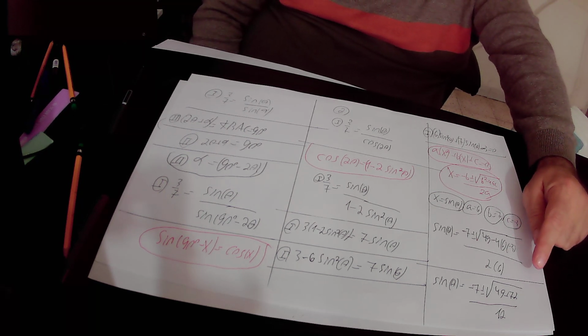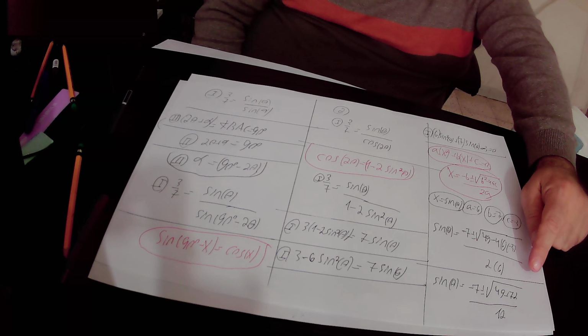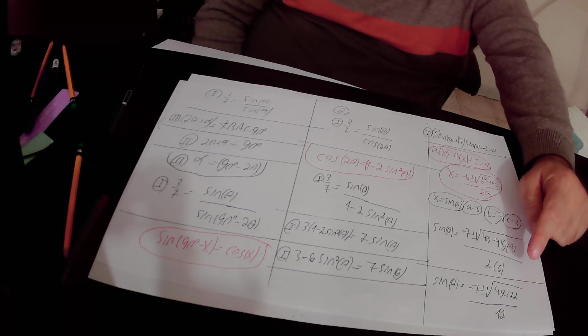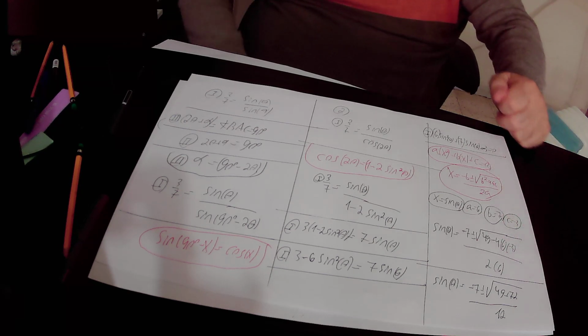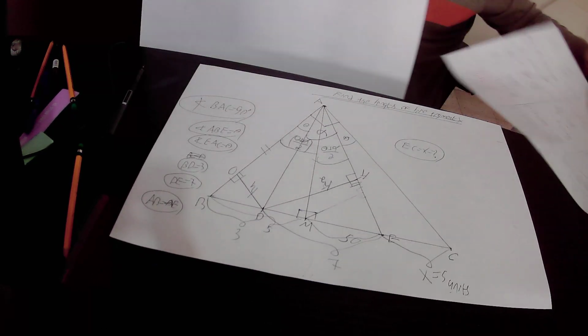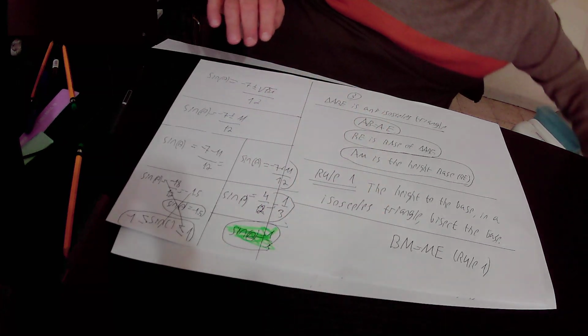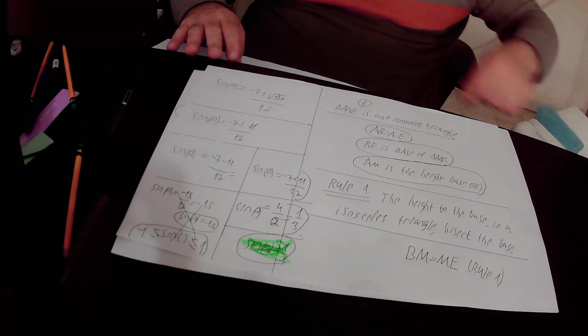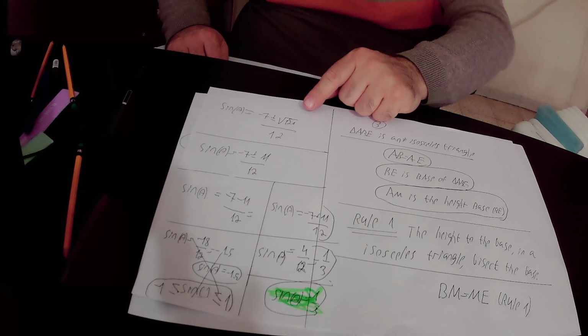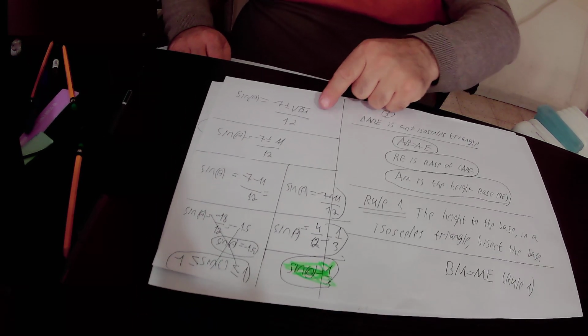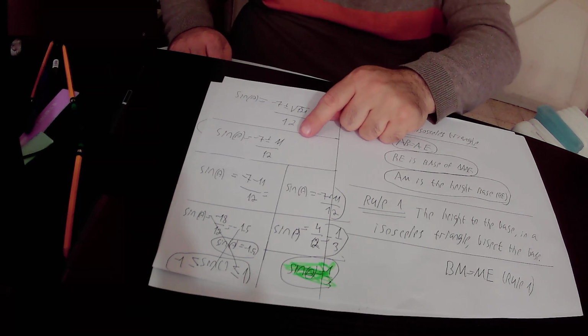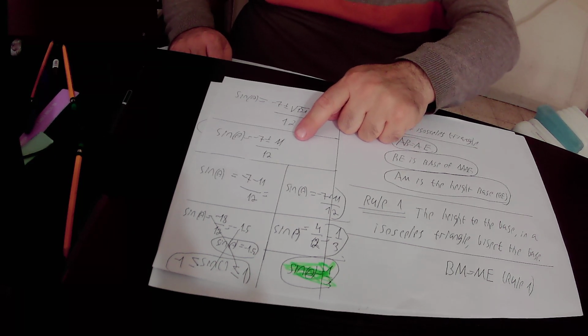So in conclusion, sine theta equals minus 7 plus or minus the square root of 49 plus 72, over 2 times 6, which is 12. 49 plus 72 is 121. So in conclusion, sine theta equals minus 7 plus or minus the square root of 121, over 12. The square root of 121 is 11, so sine theta equals minus 7 plus or minus 11, over 12.